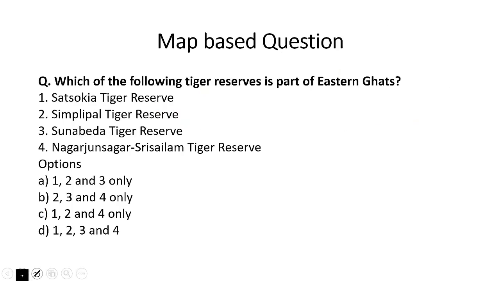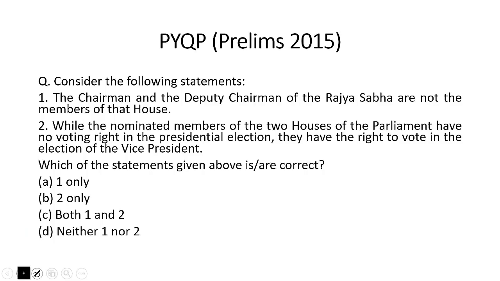Which of the following tiger reserves is or are part of Eastern Ghats? Satkosya, Simlipal, Sunabeda, Nagarjuna Sagar. All these are correct. They are part of Eastern Ghats. Previous year's prelims based question.